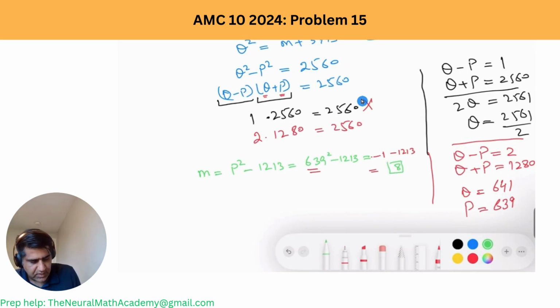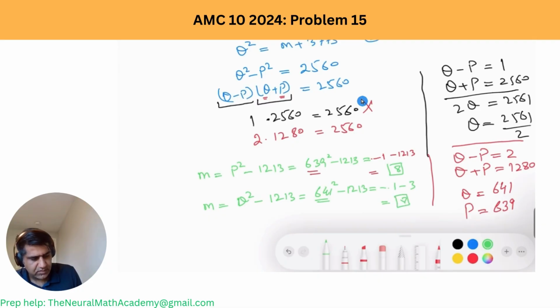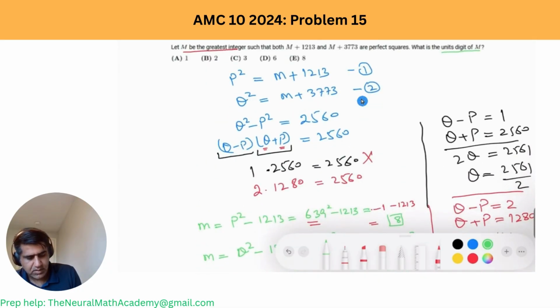So I can also check now for the other case as well, where I have q square minus 1213, and here I have now 641 square, right? Minus 1213. So again, the unit digit that I would get from here is 1 minus 3, so that would be again 8. So the answer for this problem is then E.